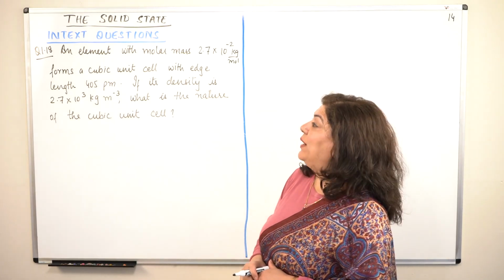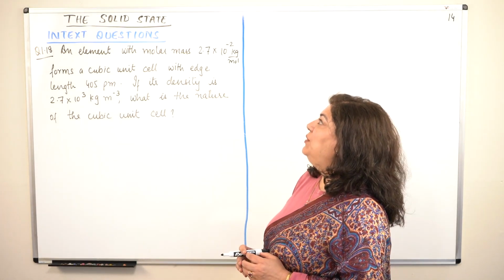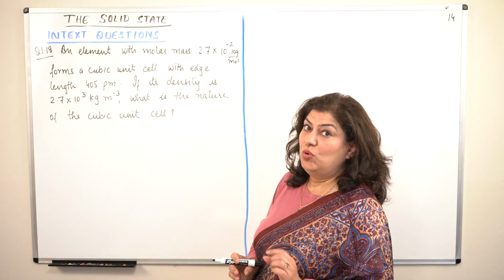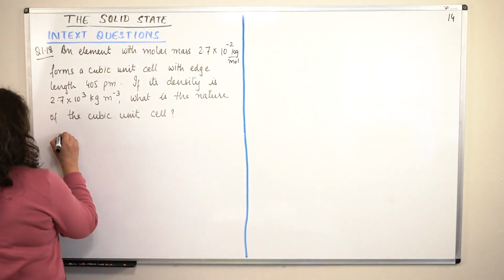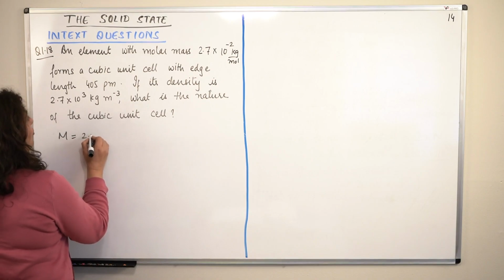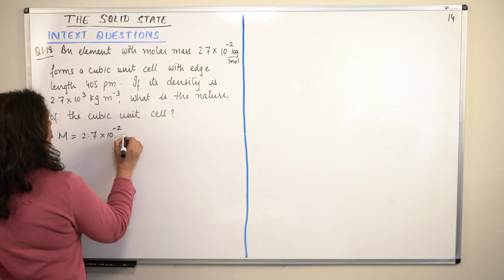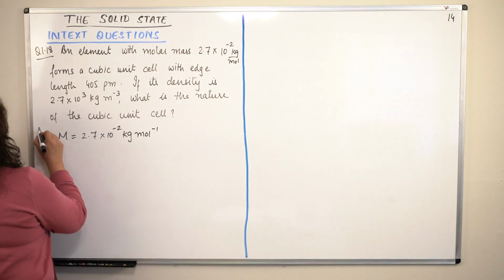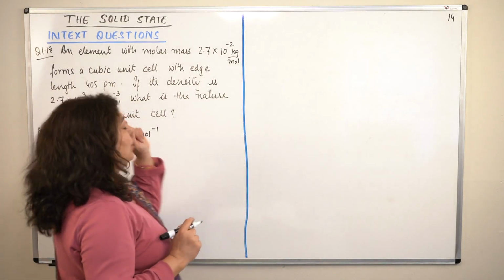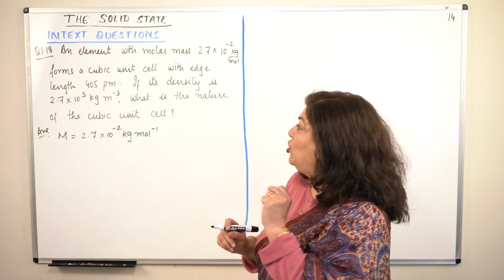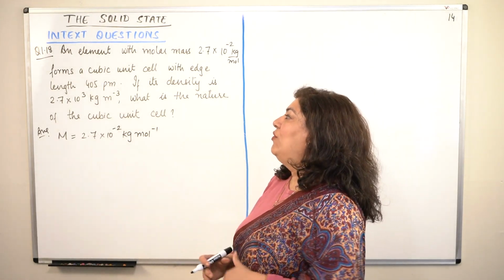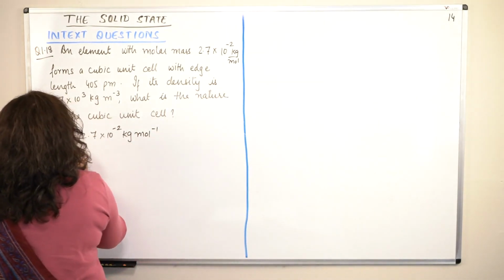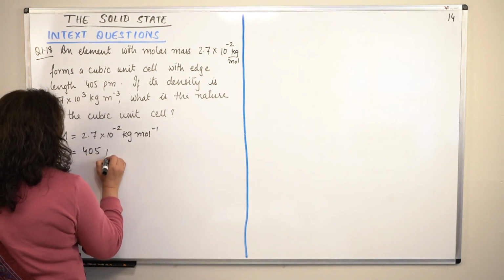This is question 1.18. It says an element with molar mass 2.7 into 10 to the power minus 2 kg per mole. Molar mass is capital M, right? Capital M is 2.7 into 10 to the power minus 2 kg per mole. It forms a cubic unit cell with edge length of 405 picometer. So edge length would be a. a is equal to 405 picometers.